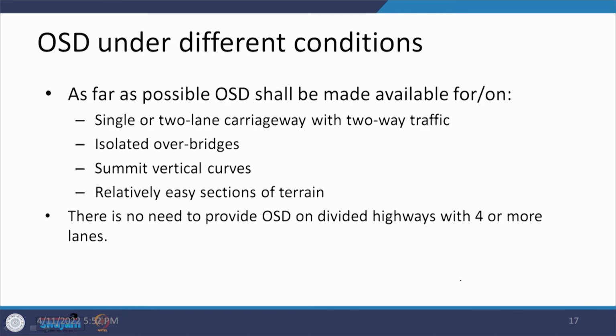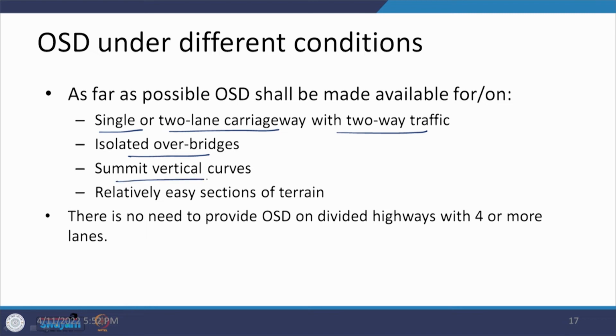Now, what are the various different conditions in which the OSD has to be made available, or what other problems are associated with that, is what is written here. It says that on a single or a two lane carriageway with two way traffic, as far as possible we should try to provide OSD. If you have isolated over bridges, then there also OSD should be provided, because in the case of isolated over bridges the speeds may be a bit more, but if they are falling within the built up area, then we can control and provide that overtaking may not be allowed on the bridges.